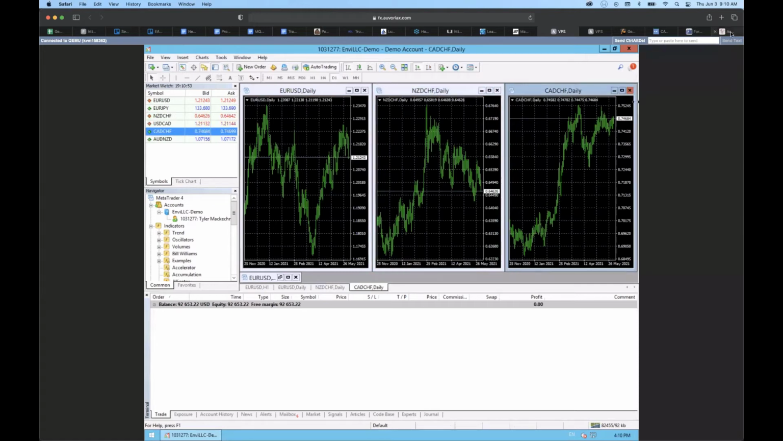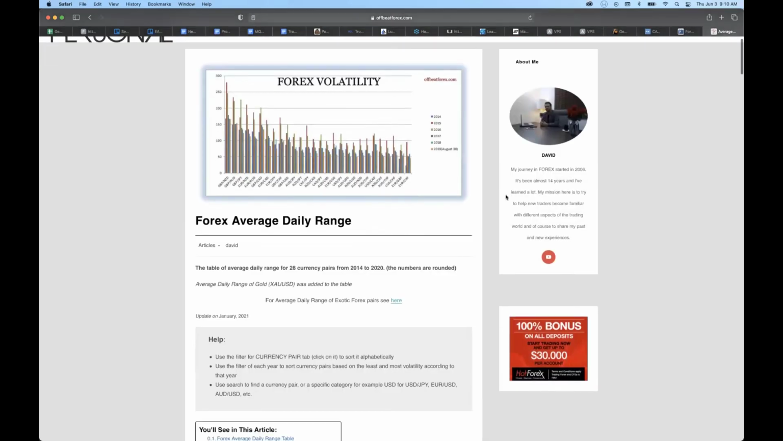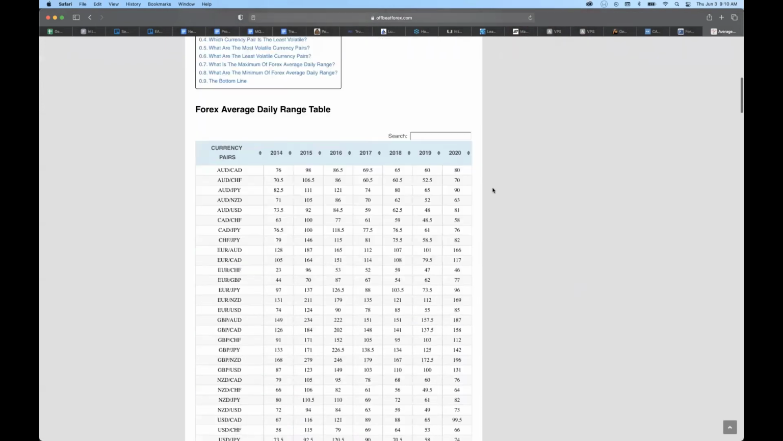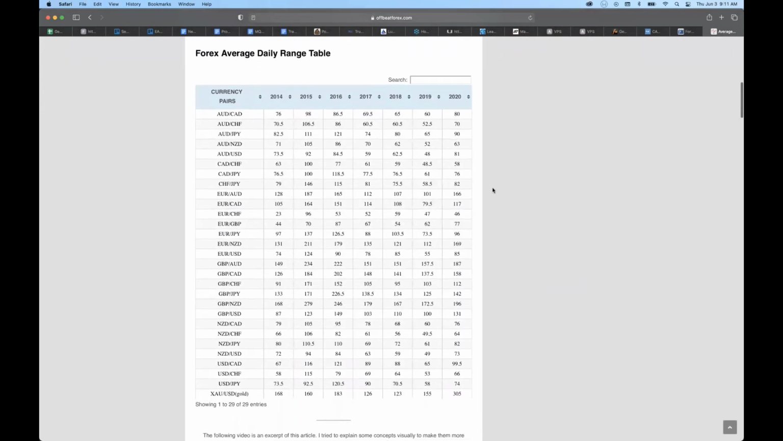And to give you some further data on how I came up with some of these pairs and looked at the data, this is what's known as the average daily range. So this is the average daily range in which different currency pairs have moved over time, right? So in 2014, AUD CAD on average moved 76 pips per day, right? In 2020, it moved 80 pips per day.